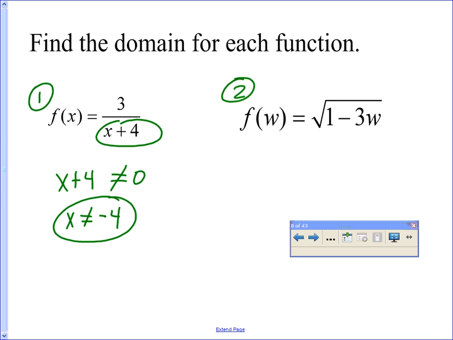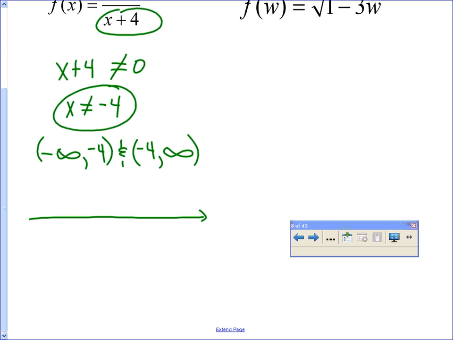Written in interval notation, that would be from -infinity up to -4, not including -4, and then from -4 again to positive infinity. If you look at this on a number line, this is what we have. So it might be a little easier to understand how I got this interval notation.